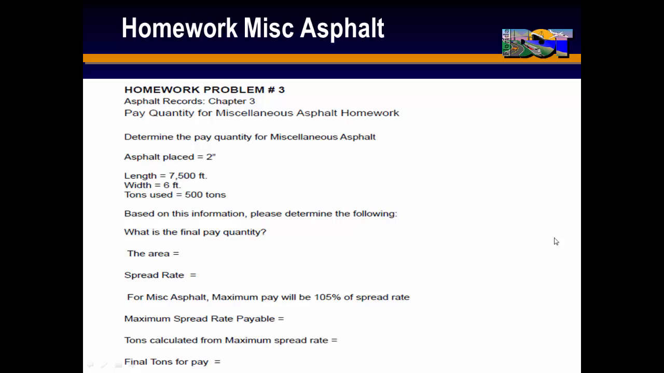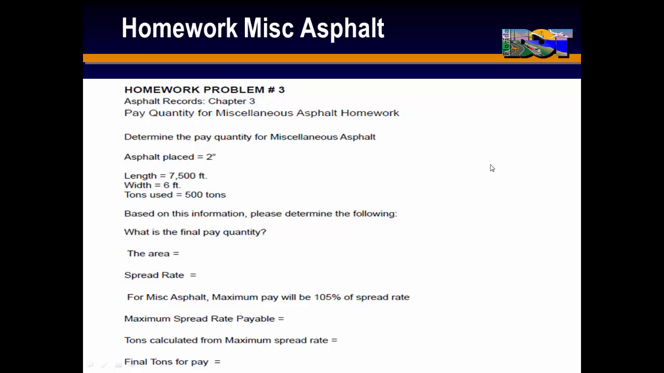Now this is problem number 3. It addresses miscellaneous asphalt, and miscellaneous asphalt is a little bit different than the adjustments for spread rates and whatnot. We're using the old method that we used for Marshall mixes, and stating that the asphalt basically weighs 100 pounds per square yard per inch of thickness.